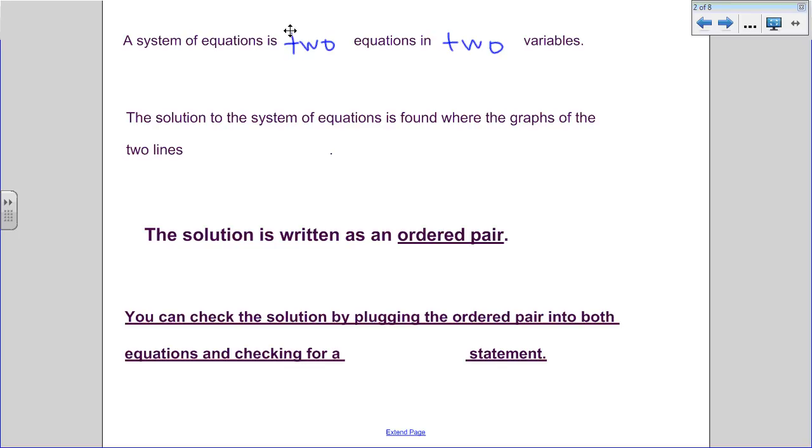Where is the solution found? When we look at the graph, the solution of the system of equations is found where the graphs of the two lines intersect. Good job. That's what we're looking for. And we need to keep in mind that our solution is always written as an ordered pair, which was pretty easy to keep in mind when you were graphing because you had the coordinate plane there. What we're going to do now is start using algebraic methods.